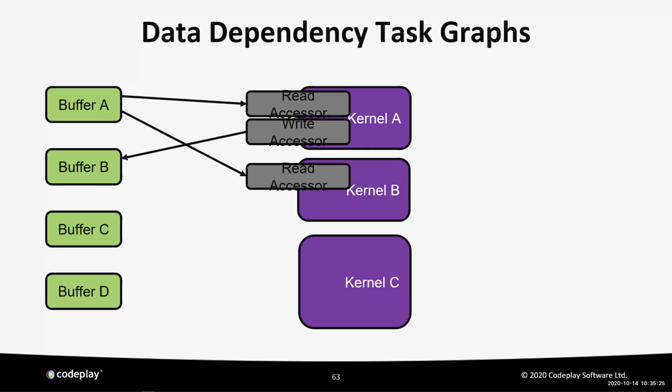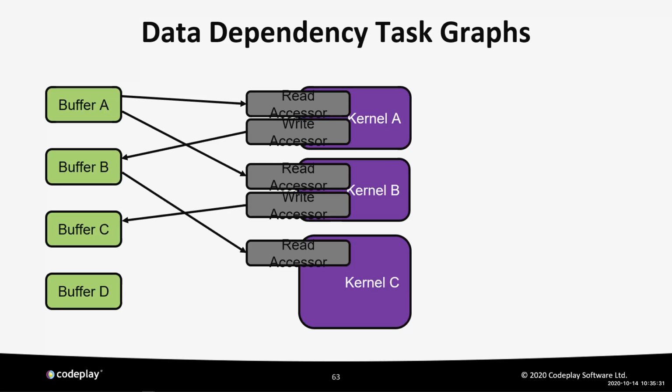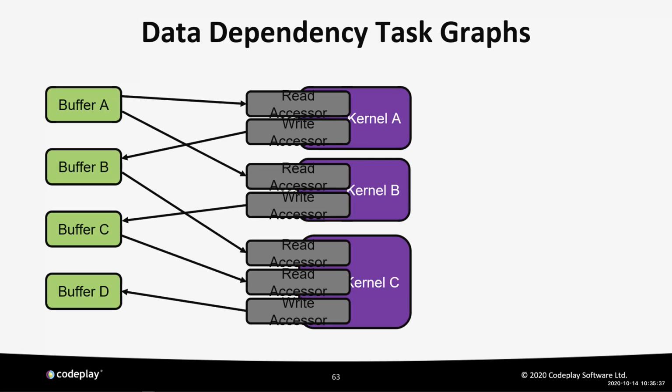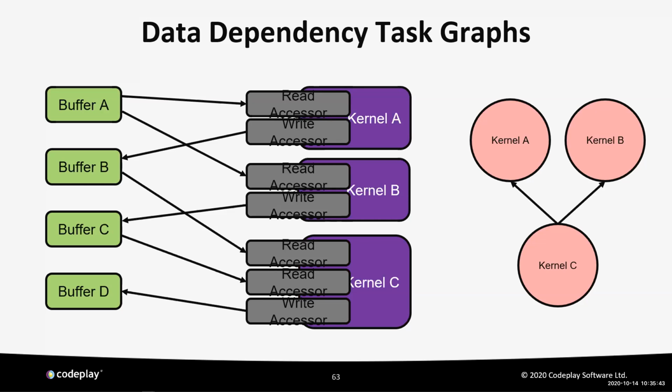Buffer A also has a read accessor in kernel B and writes to buffer C. And then you would put the results together so that kernel C has a read accessor for B and C, the outputs from kernel A and B, and then generates the results through a write accessor to buffer D. And this would look something like this. The runtime would interpret this graph as something that looks like the bubbles on the right.